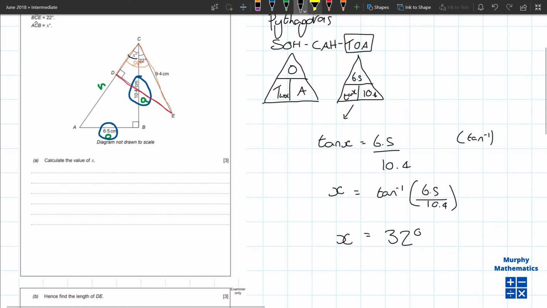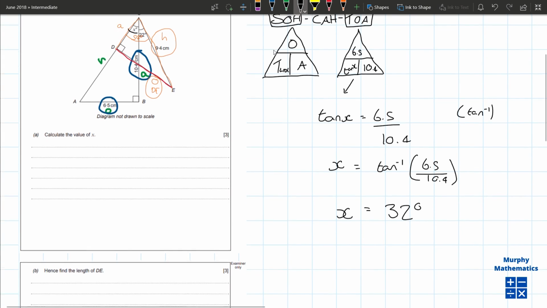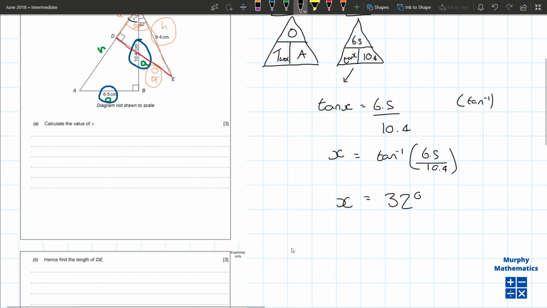Okay, now what we can do is relabel this new triangle. So our opposite is going to be DE. Our hypotenuse is 9.4, and then our adjacent is CD. So what's useful to us? Well, we're trying to find DE, which is O, so we're going to use O. We have been given a number for H, so we're going to use O and H. Using SOHCAHTOA, we know we're going to use SOH, because that has O and H. So we know that we're going to be using sine theta, so I'm going to do my triangle again.